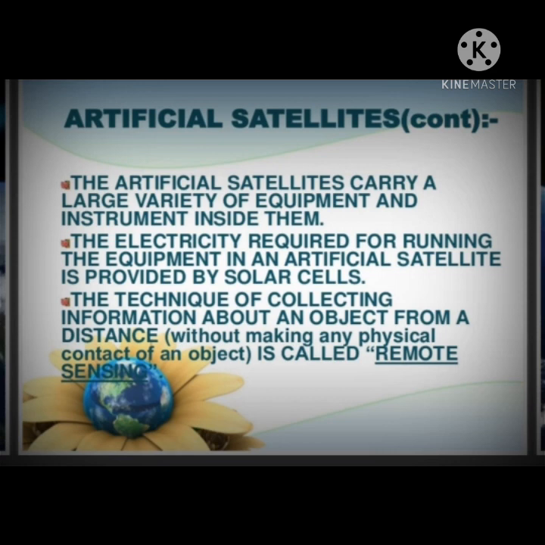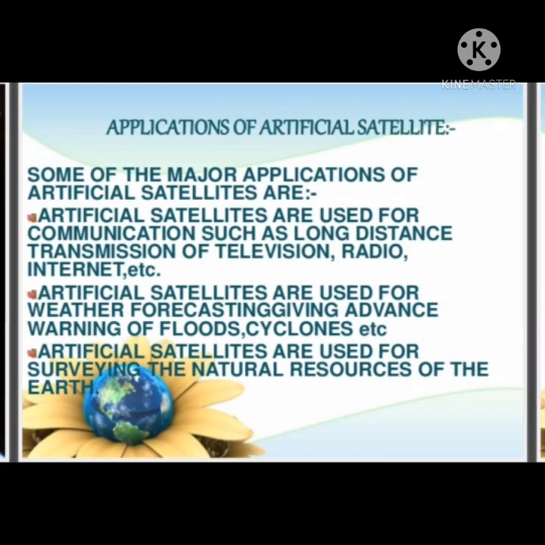Next one, applications of artificial satellites. Some of the major applications of artificial satellites are: artificial satellites are used for communication such as long distance transmission of television, radio, internet, etc. So long distance communication is done with the help of these artificial satellites.